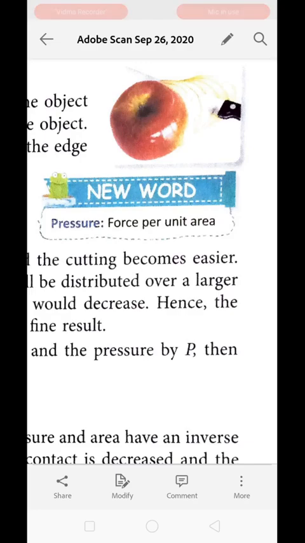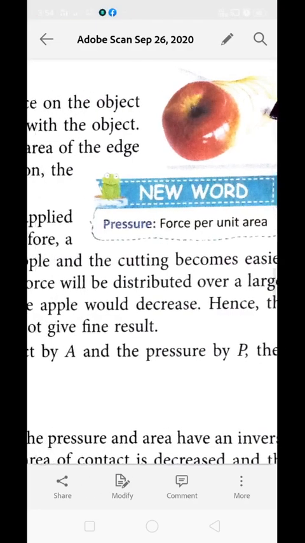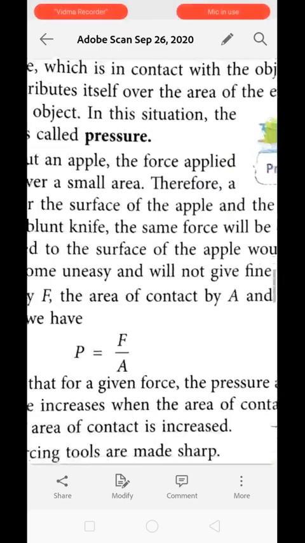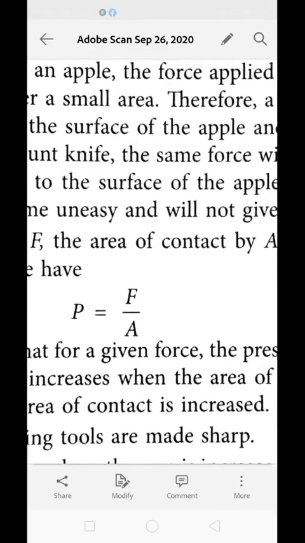Clear? Understood? Now, force per unit area is called pressure, so it can be expressed like this: pressure P is equal to F by A, where F is force and A is area. So P equals F by A is what is called pressure.